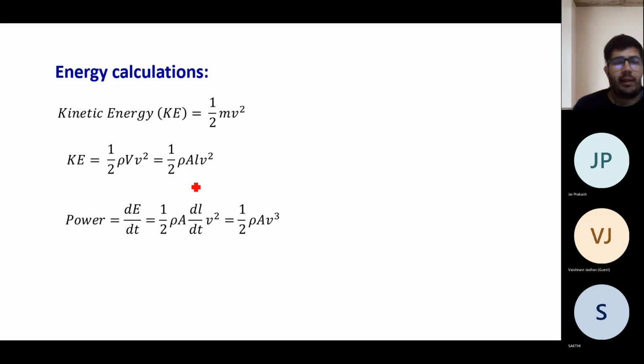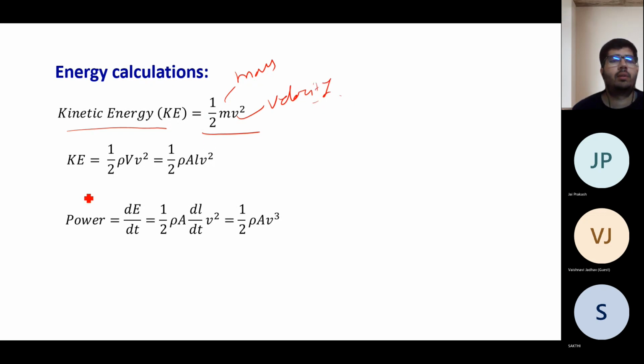Now this is the basic energy calculation for the wind turbine. The basic formula for kinetic energy, we all know, is half m v squared, where m is the mass and v is the velocity. For the mass of the air, we can say rho V, where rho is density and V is volume.